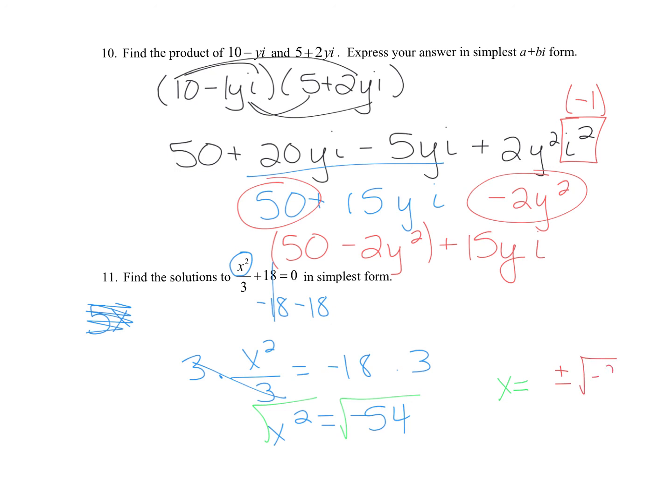Perfect square that goes into 54 is 9, so I'm going to split this up into -9 and 6. So these answers are plus or minus 3i radical 6. You could write the i at the end. You can write the i between the 3 and the radical 6, but those are my 2 answers.